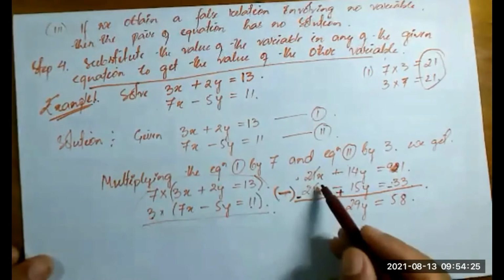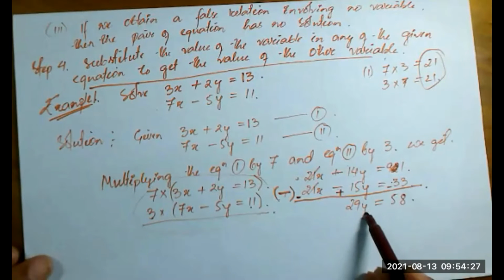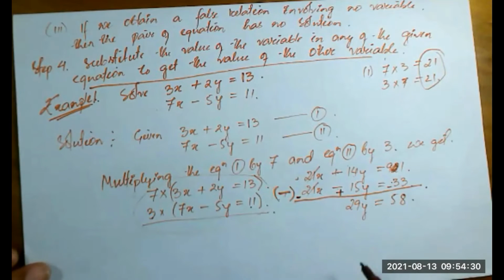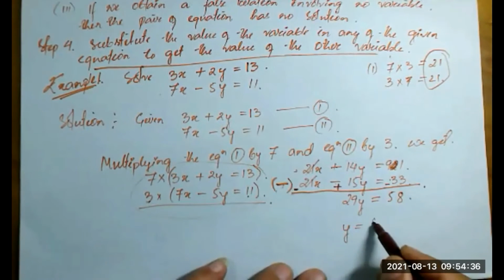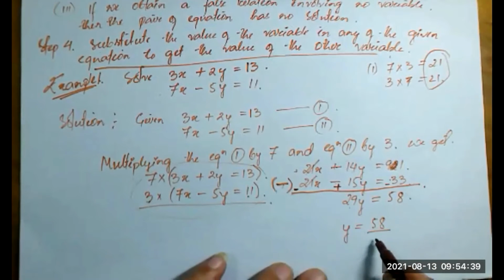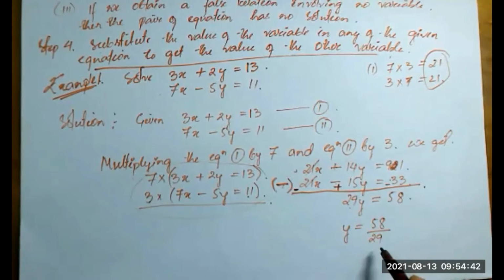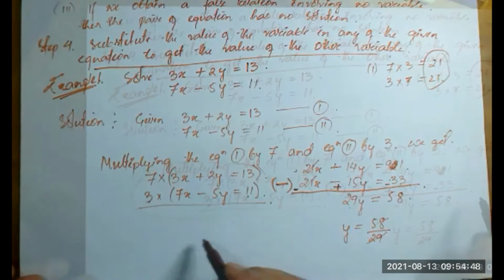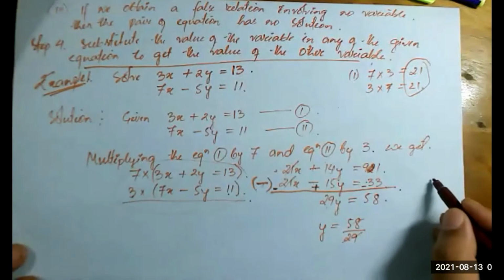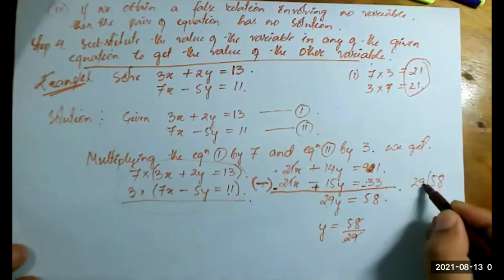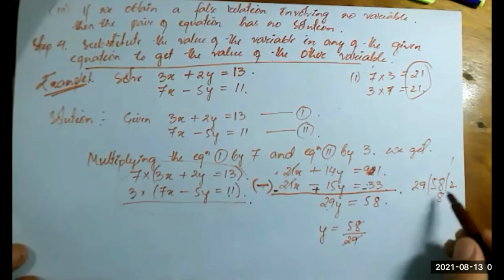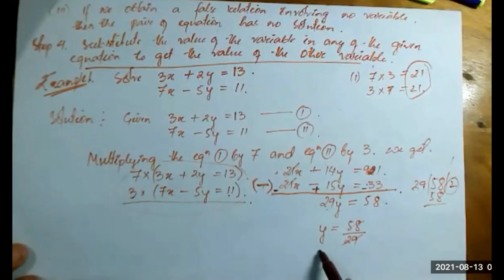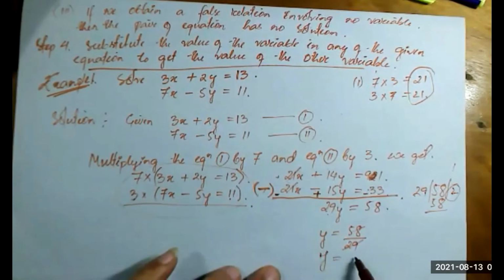Now let's try to solve this value. So we eliminated one of the variables. Now only one variable is left, right? So now we have to find the value. So from here, let's just solve it. Y is equal to 58 by 29, in division form. Then 29, how much is 58? Let me just divide for your convenience. 58 divided by 29. Then y is equal to 2.